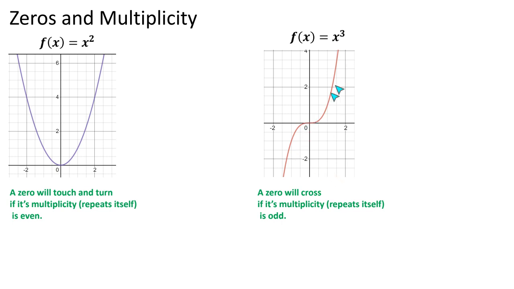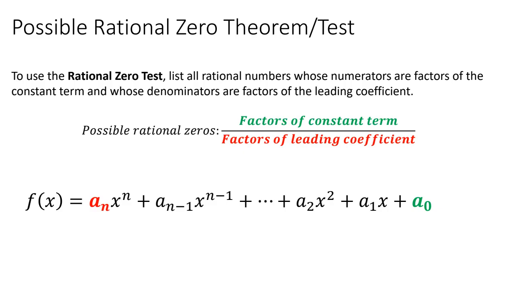Okay, so the next thing we want to cover is the possible rational zero theorem test. This is going to be helpful in creating a list of numbers that we can check to see if they are zeros, and that avoids us from checking an infinite amount of numbers. In order to do this, we're looking at two things. We want to find the factors of the constant term, which is the number that doesn't have a variable. And we want to find the factors of the leading coefficient, which is the number in front of the variable with the largest power.